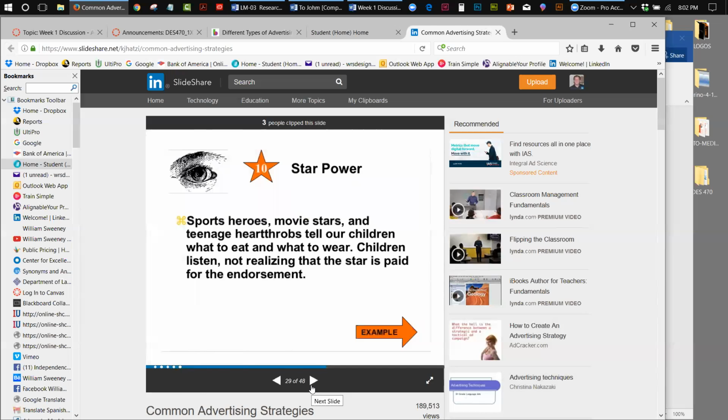Star power. Sports heroes. Okay, so here we go. This is a little bit different now than what we were looking at before. Sports heroes, movie stars, teenage heartthrobs. Tell a perfect one. Sports heroes. What's his name? The basketball player. I just said his name. Michael Jordan. Heartthrobs tell our children what to eat and what to wear. Children listen, not realizing that the star is paid for the endorsement.